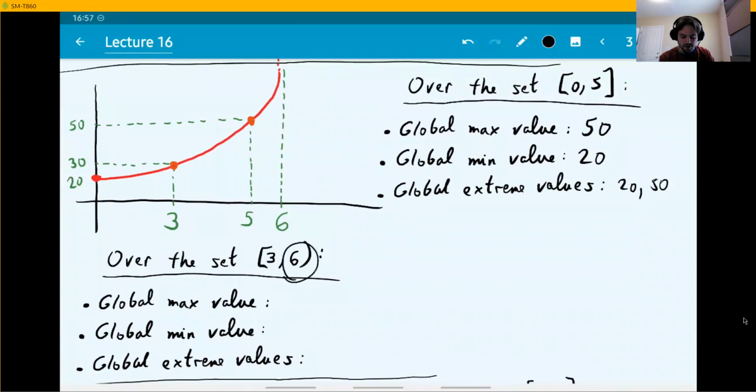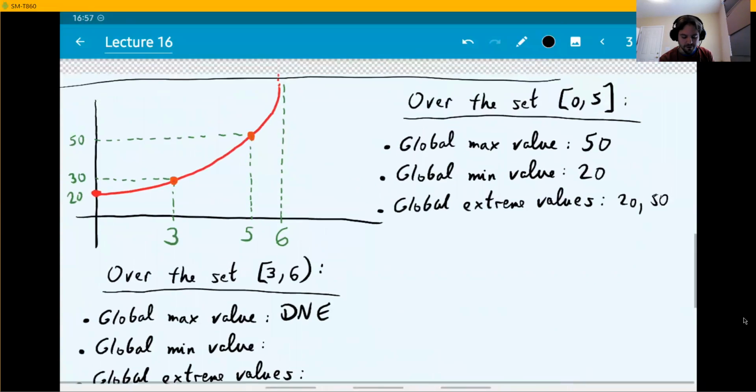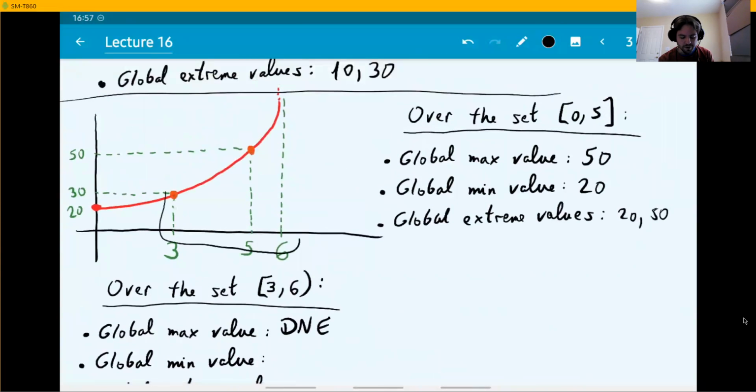But anyway, over this piece, there is no global maximum value. Remember, I told you this is a possibility. The function between 3 and 6 just keeps increasing without bounds. No matter which value you select inside (3, 6), it's going to have some very large value for f of x, but you can always find even larger ones. So there is no maximum value.